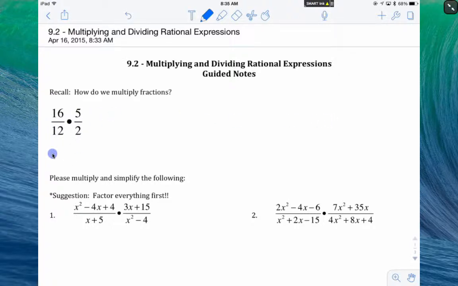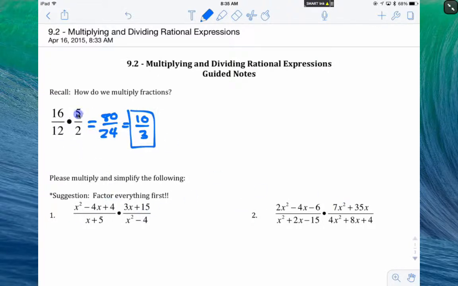And if I wanted to multiply the fractions 16 over 12 times 5 over 2, I think we're just going to multiply across our numerators, and we're going to multiply across our denominators, yielding the new fraction 80 over 24, which we can then simplify. And that simplifies to 10 thirds. And everything's groovy.